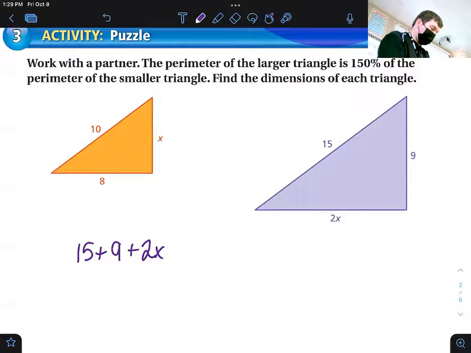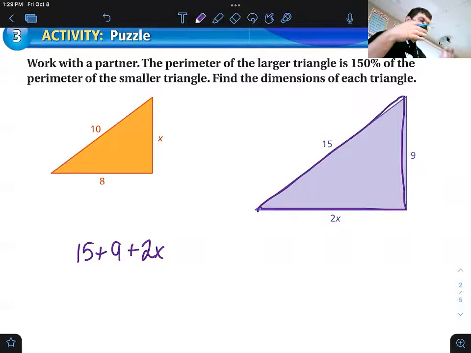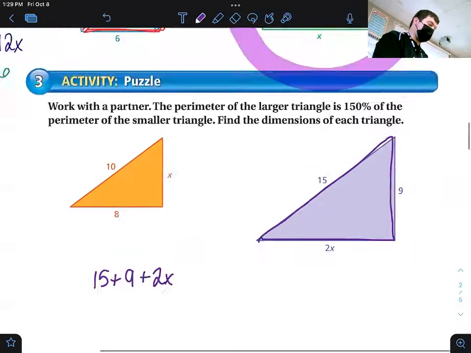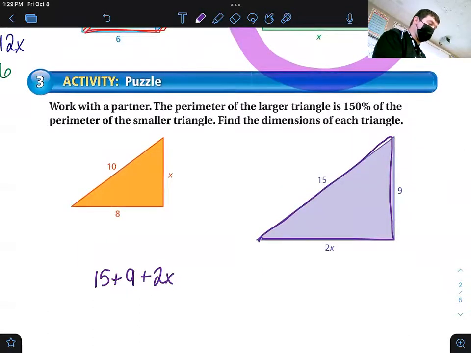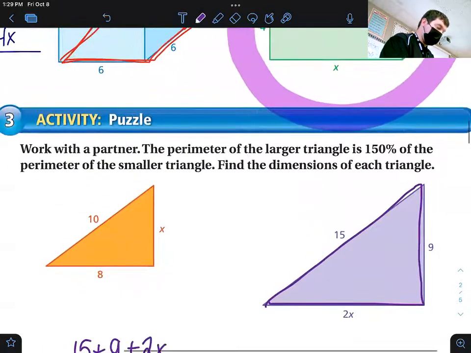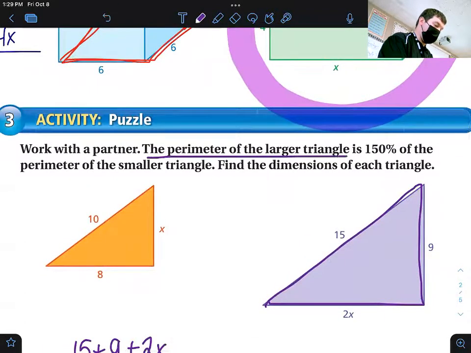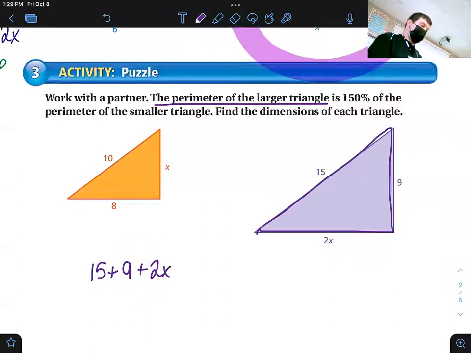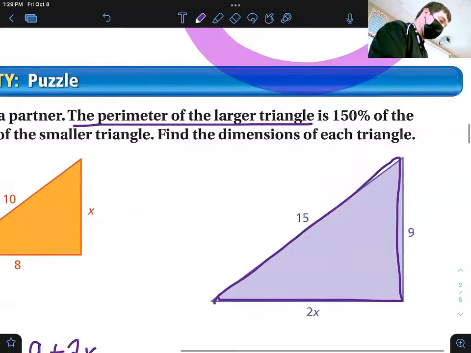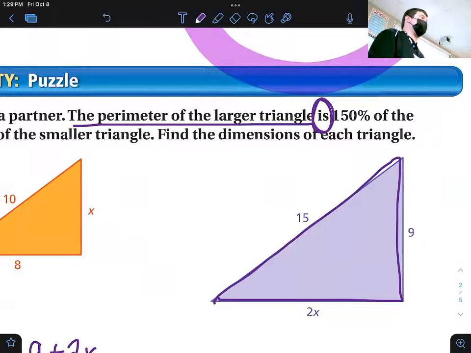Okay, hang on. You're getting there. There you go. I'm going to break it up into baby steps, though. Just the purple triangle first. Martin gave me the expression, because we don't know what x is, of the purple triangle, which is the larger triangle. So what we're actually doing is turning this second sentence into an equation. When it says the perimeter of the larger triangle, we just replace that with what Martin said, 15 plus 9 plus 2x. When it says the word is, what does is mean?